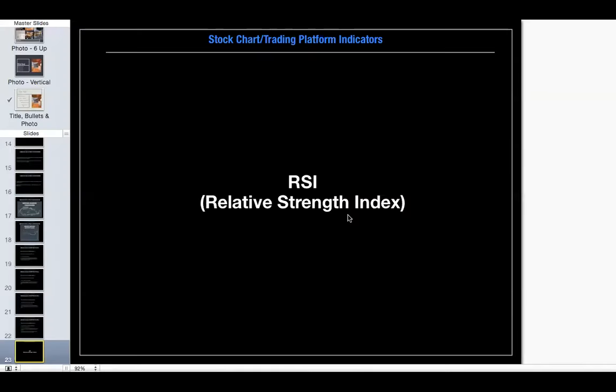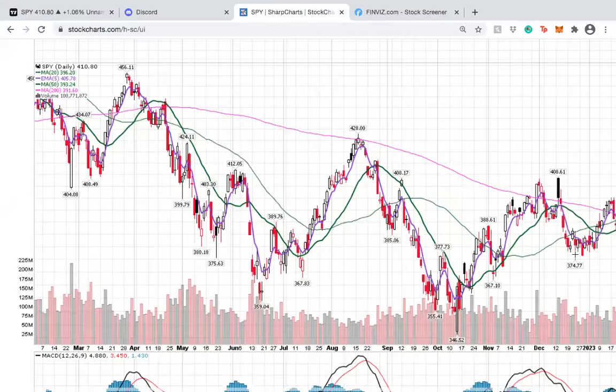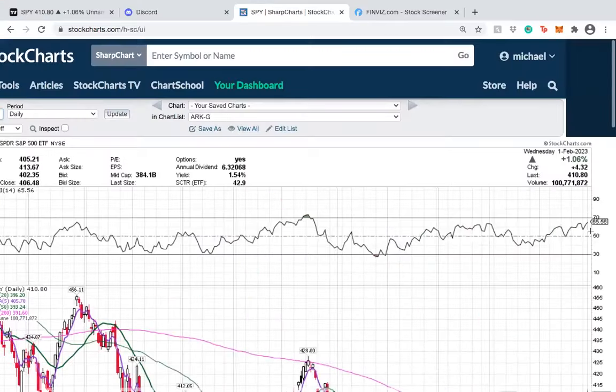So jumping back, talking about the RSI, the relative strength index. This is used to determine the strength of the stock's price action, and it's calculated by using the average gains and losses of the stock over a certain period of time. And usually this is always 14 periods, 14 days, right? The RSI ranges from 0 to 100, and it's considered overbought when it's above 70, and it's oversold when it's below 30.